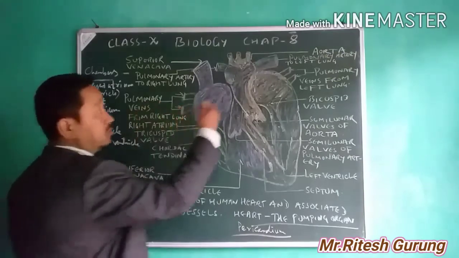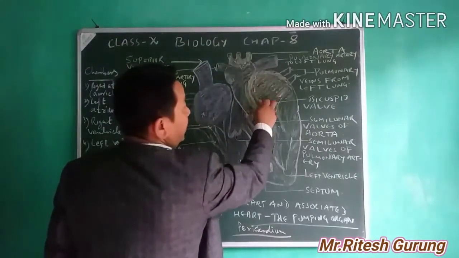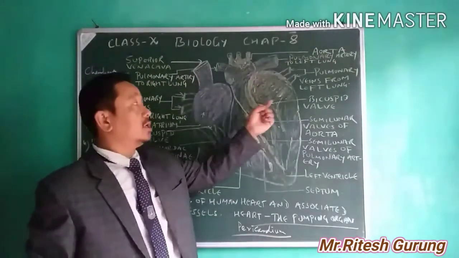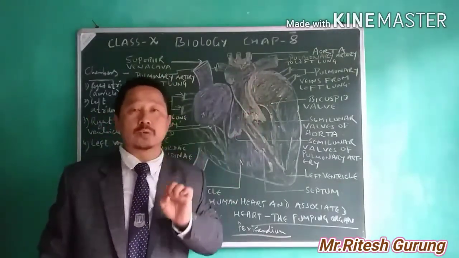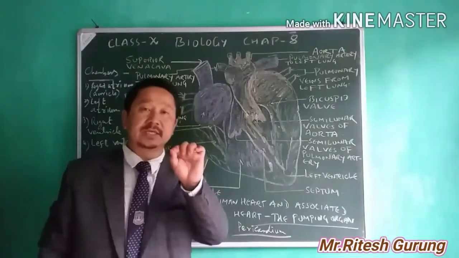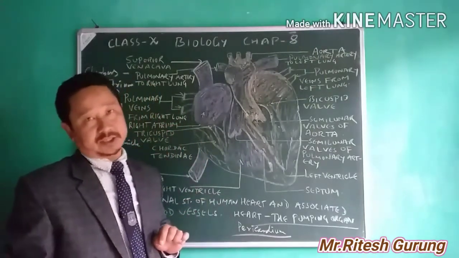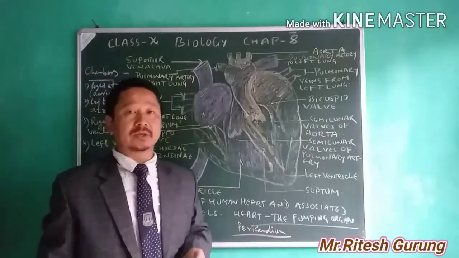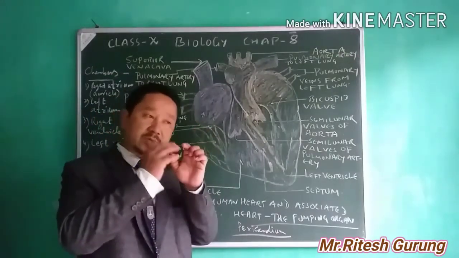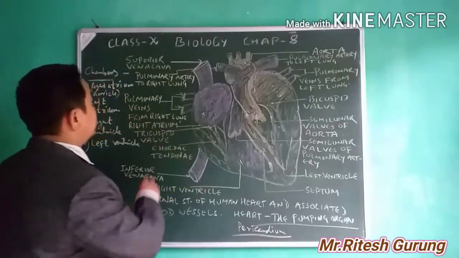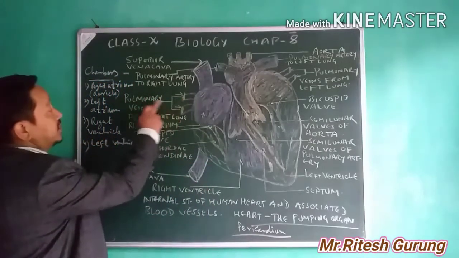Similarly, on the other side you find your left auricle. Your left auricle will receive the pure, oxygenated blood from the lungs. After the purification of the blood in the lungs, it will be collected by the pulmonary veins. Here you see the pulmonary veins.